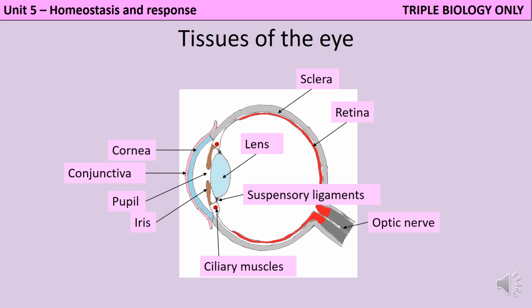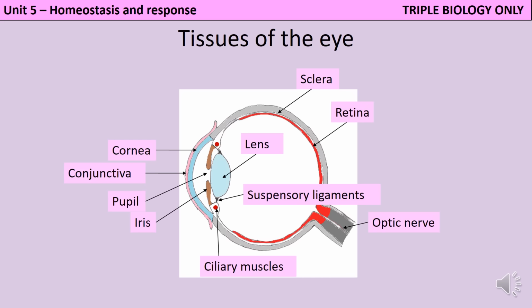This light then passes through a small hole called the pupil, which is surrounded by a muscular ring called the iris. The iris can contract and relax in order to control the shape and size of the pupil. Behind the pupil is the lens, and this is going to finish focusing the light, hopefully onto the retina. The size and shape of the lens is changed by the suspensory ligaments and the ciliary muscles.